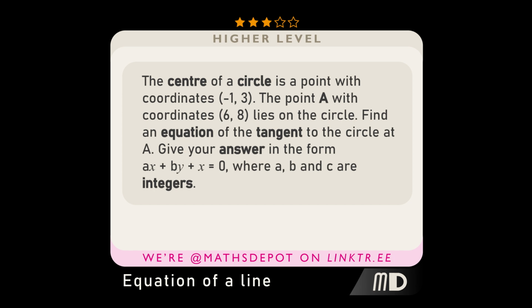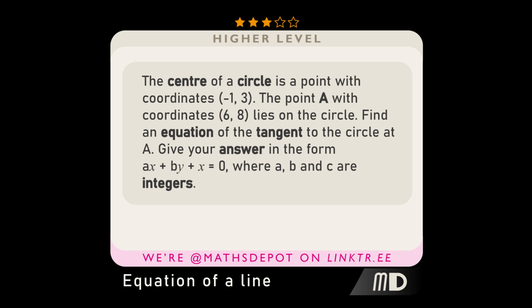We've been given a circle whose center has coordinates -1, 3, and a point A on its perimeter with coordinates 6, 8. And the question asks us to find the equation of the tangent to the circle at point A, and specifies the form of that equation.